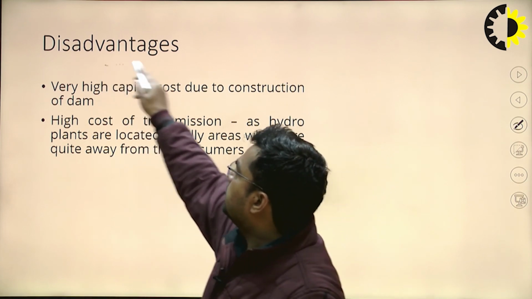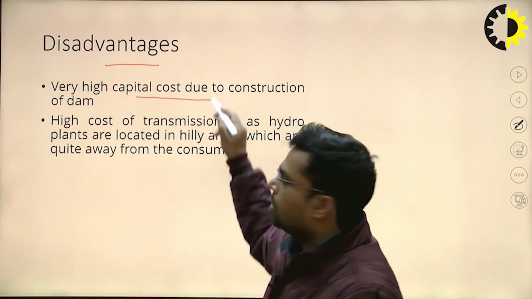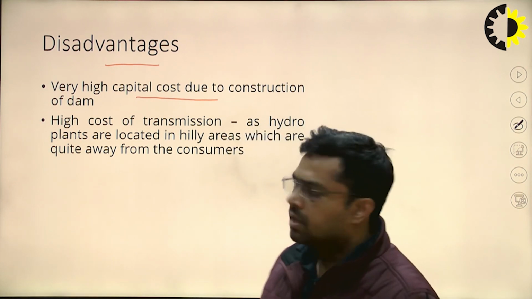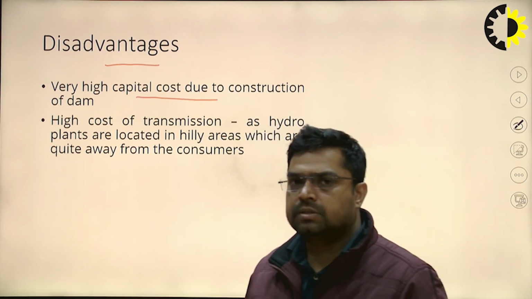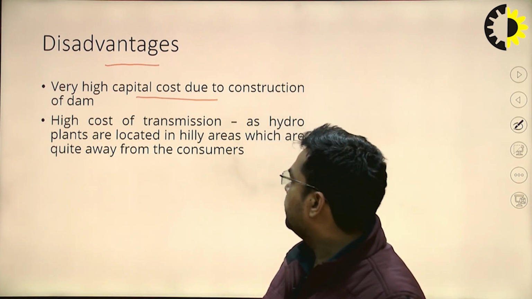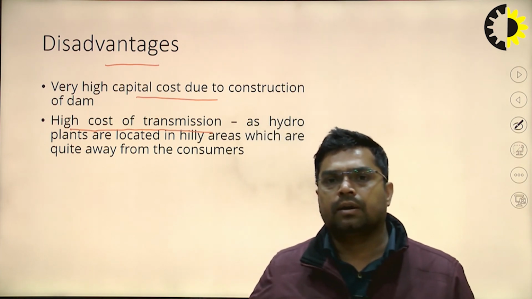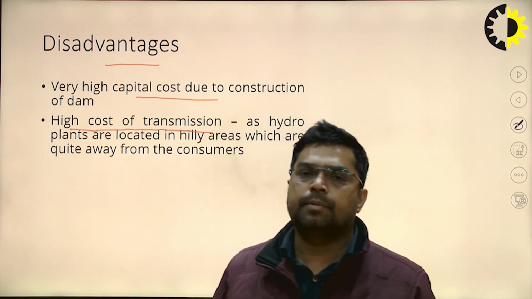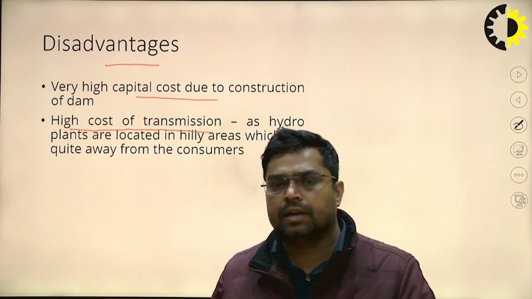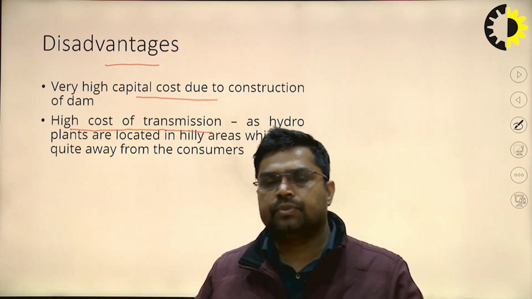If we come to disadvantages, one major disadvantage is the capital cost. The initial capital cost of a hydroelectric power plant is very high, so we need initial investment for the running of the power plant. After all, once the hydroelectric power plant is commissioned, we can use it for a longer time. Another major disadvantage is the high cost of transmission, because they are very far away from the consumer, far away from the load center. Where we generate the electricity, from that place to any populated place, we have to transmit the power.